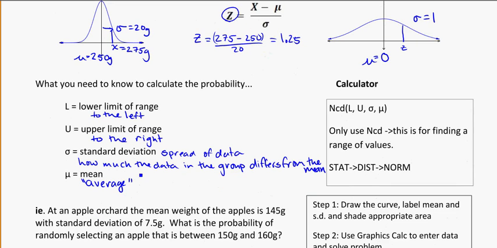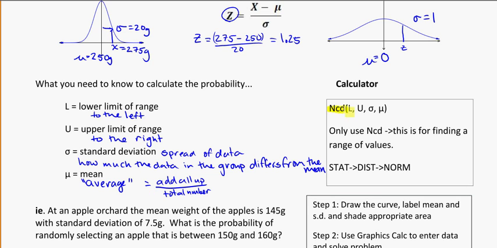And if you remember, mean is the one that's calculated by adding them all up and dividing by the total number that you have. So the mean and the standard deviation are important. Our upper and lower limits are based on the question, what they're asking us. And we're going to use our calculator with those 4 inputs.